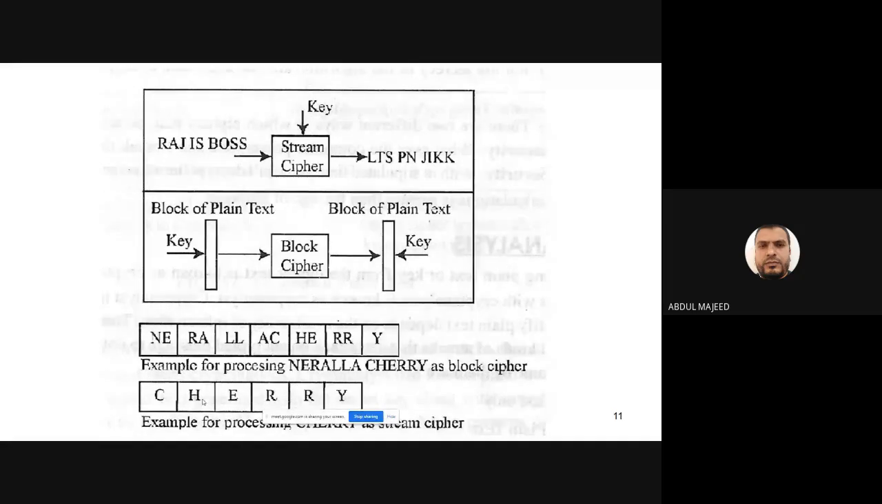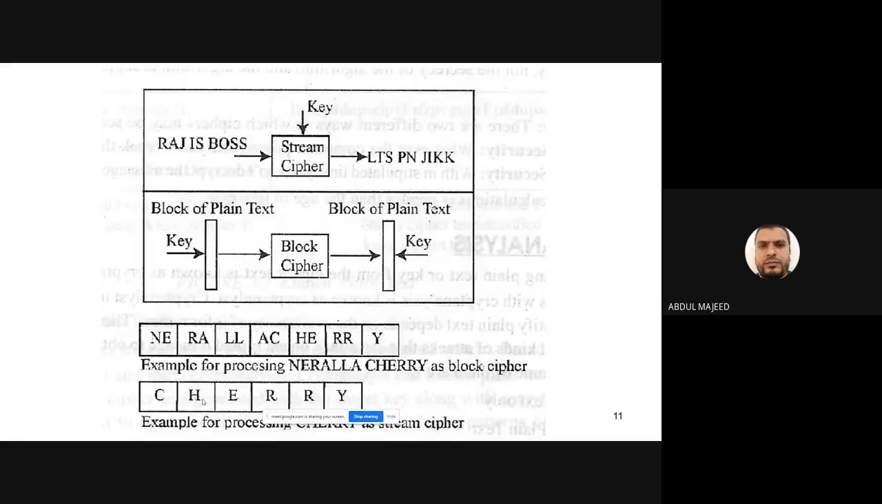So Raj is a plain text and LTS is a cipher text. Raj, anybody can read, anybody can understand. It is a noun, it is the name of a person, right? But on the other hand, after it becomes cipher text, it is converted into LTS. They are able to read LTS, but not able to understand what is meant by LTS.